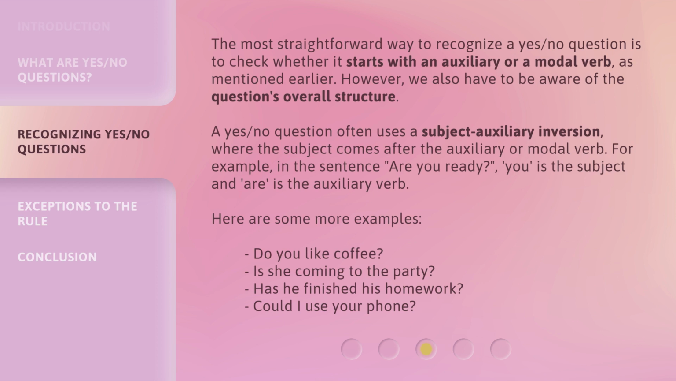For example, in the sentence, "Are you ready?" You is the subject and are is the auxiliary verb. Here are some more examples. Do you like coffee? Is she coming to the party? Has he finished his homework? Could I use your phone?